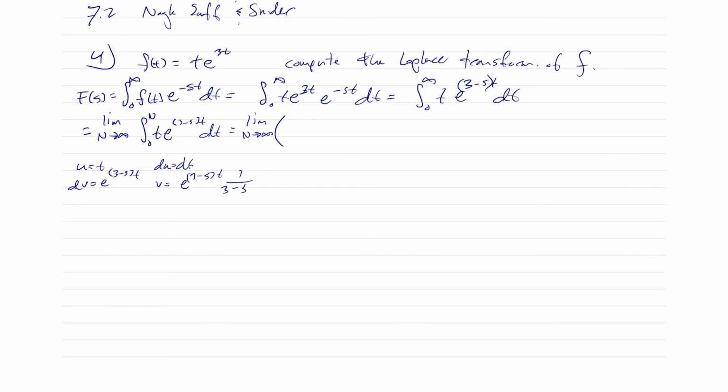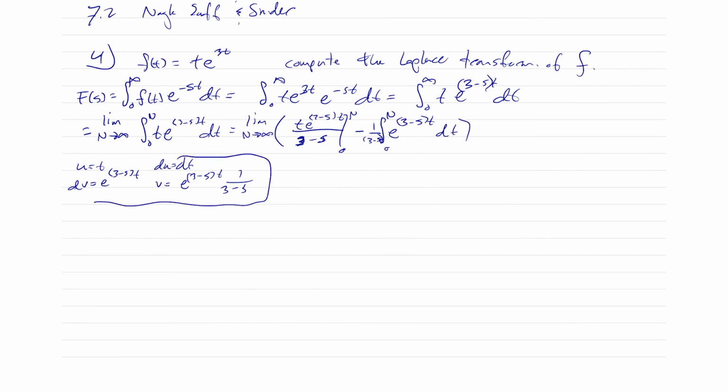All right. So let's multiply those together. So we get uv, so we get t times e to the (3 minus s)t divided by 3 minus s. And then minus the integral of v du. So that's going to be e to the (3 minus s)t dt, and we can put the 3 minus s outside. Integral from 0 to n. And this needs to be evaluated from 0 to n. Well, let's just finish out the integral.